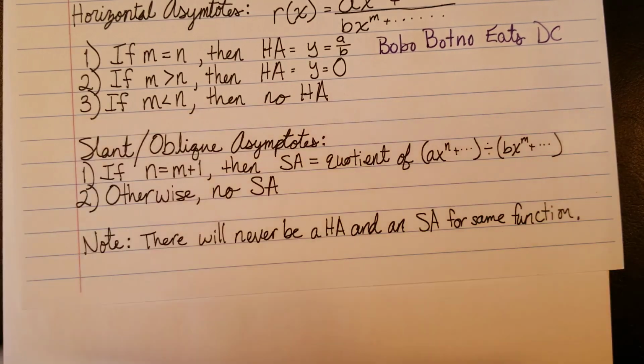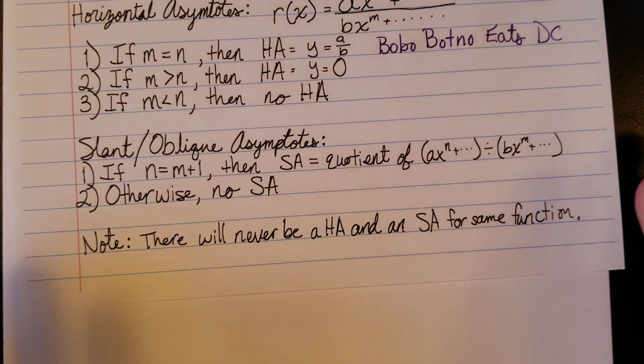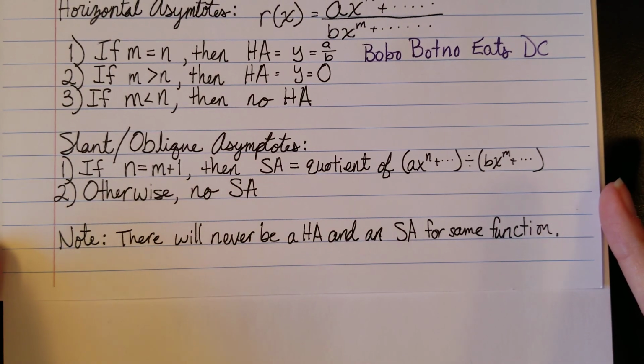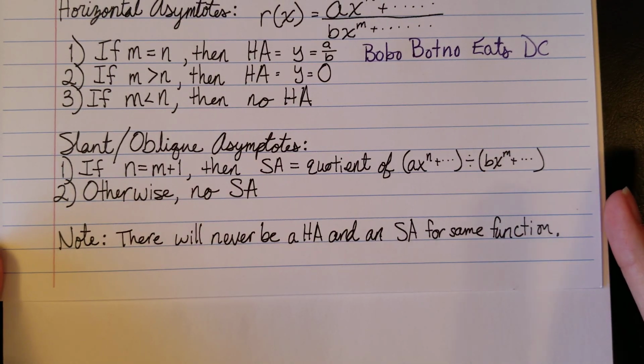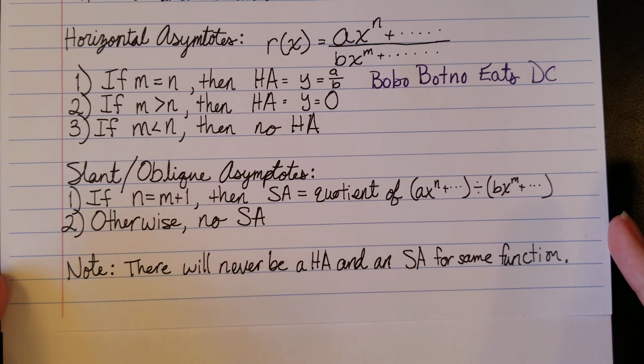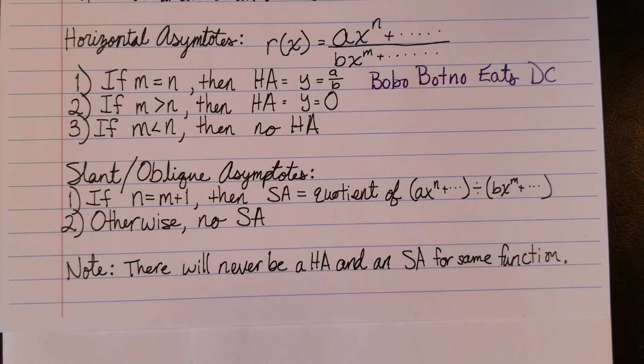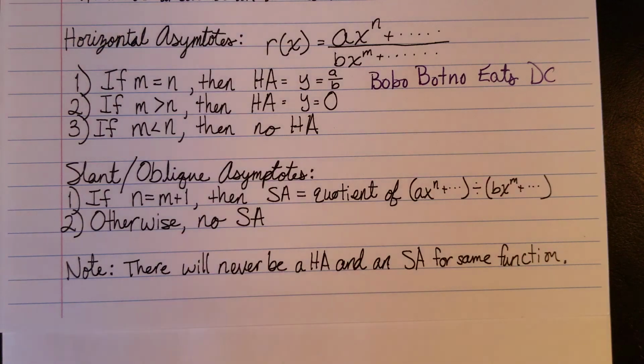The third type of asymptote is the slant asymptote or oblique asymptote. If you do not have a horizontal asymptote, then you might have a slanted or oblique asymptote. To find out what that is, you will divide the numerator by the denominator, ignore the remainder, and just take the quotient.